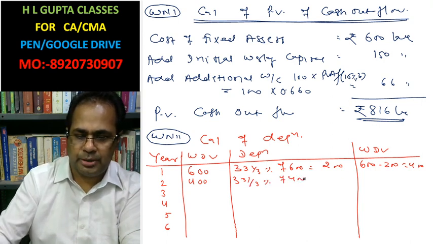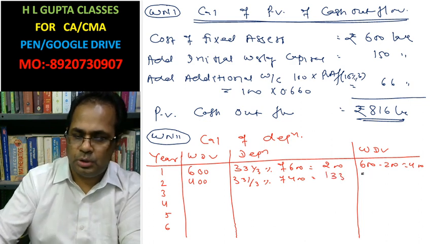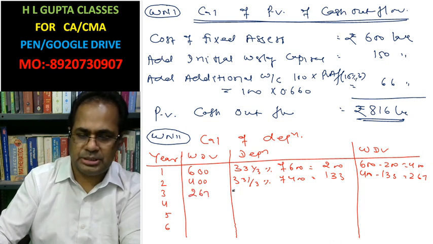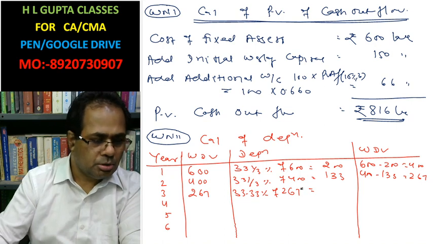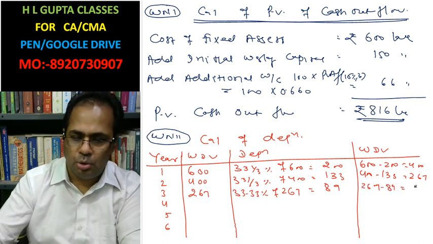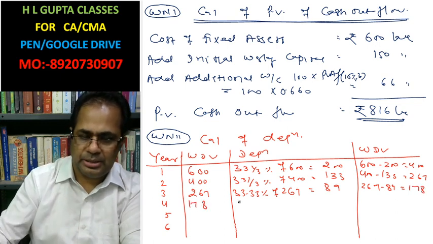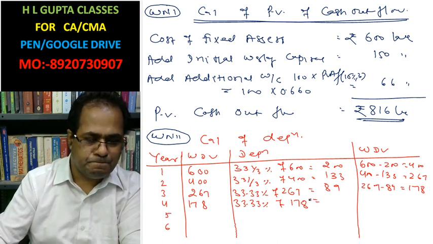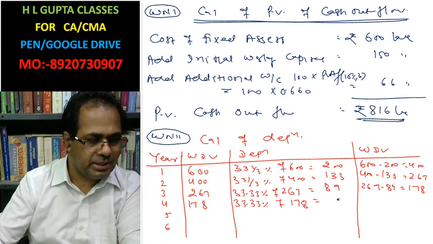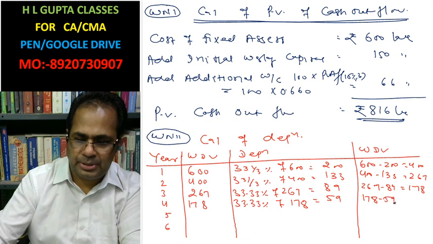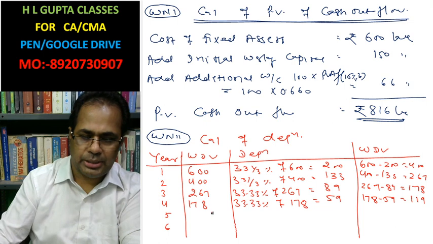33.33% of 400 is 133. 400 minus 133 is 267, you write here 267. 33.33% of 267 is 89. 267 minus 89 is 178. 33.33% of 178 is 59. 178 minus 59, you have 119.